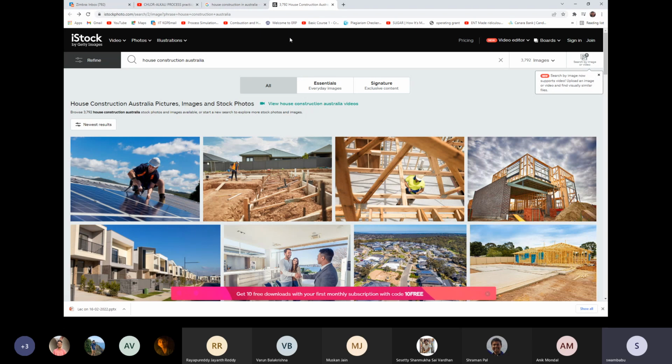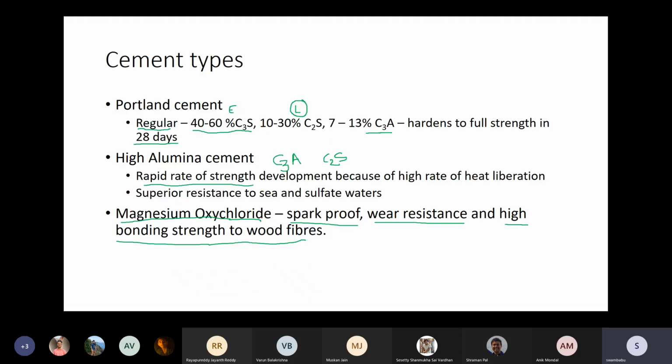If you want to do such a thing, and I want to use high aluminum cement or Portland cement, it doesn't work. There you have to use the magnesium oxychloride cements, because the bonding strength between those and wood fibers is very high. I have only shown 3, but there are almost 11 types of cements.